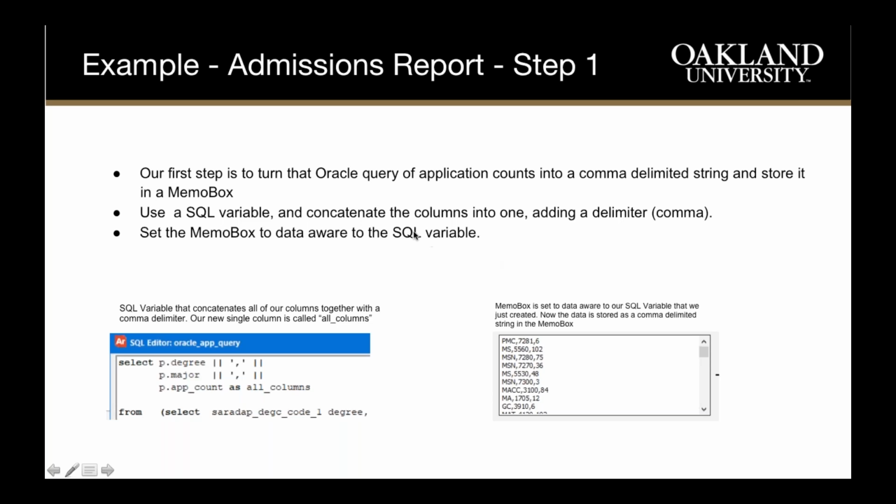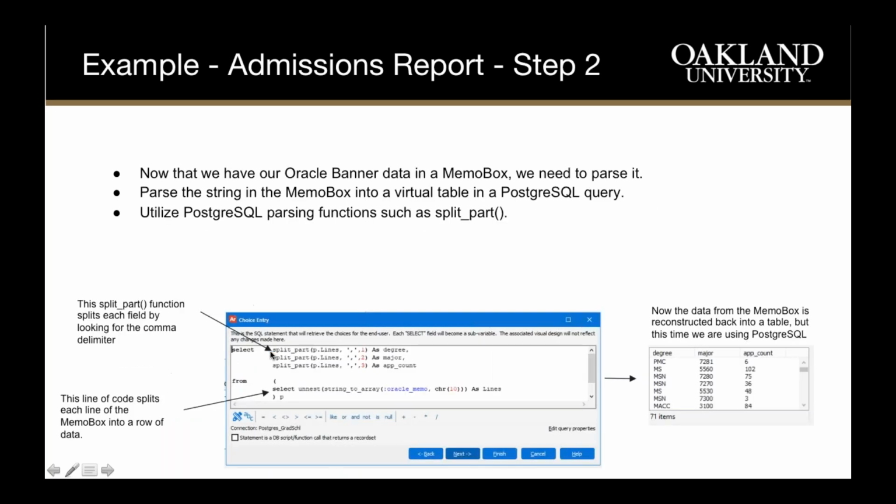So in Argos, you can change the properties of the memo box. Instead of having it free text, you can have it point to a SQL variable. So we're going to point it to the SQL variable we created down on the left. So now that we have our Oracle data in the memo box, we need to parse it. Now when Argos syncs, all you have is a memo box full of just a string of data.